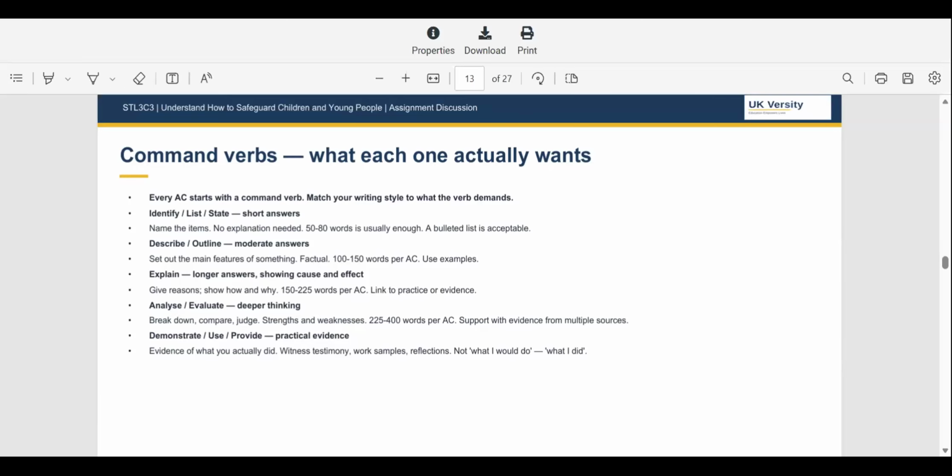Describe, outline, moderate answers, set out main features, factual, 100 to 150 words per AC. Use examples. When it tells you explain, it needs longer answers showing cause and effect. Give reasons, show how and why, 150 to 225 words, and link to practice or evidence. Analyze, evaluate, deep thinking, break down, compare, judge strengths and weaknesses, 225 to 400 words per AC, and support with evidence from multiple sources. Demonstrate, use, provide practical evidence, evidence of what you actually do: witness testimony, work samples, reflections. Not what I would do, what I did.